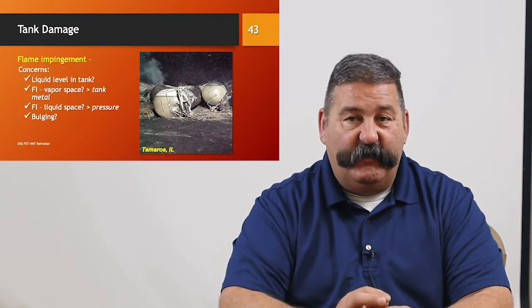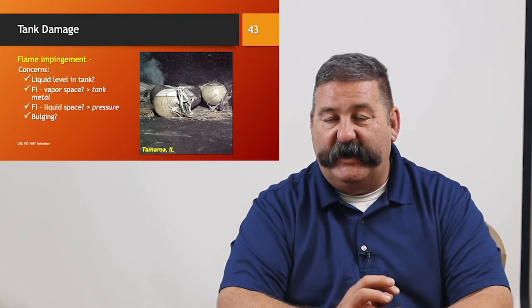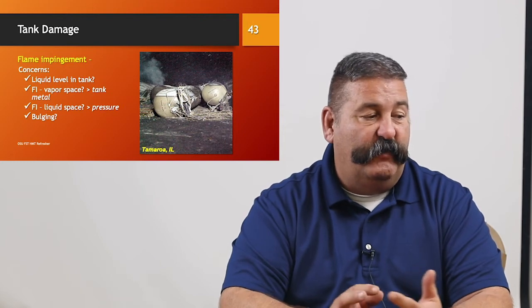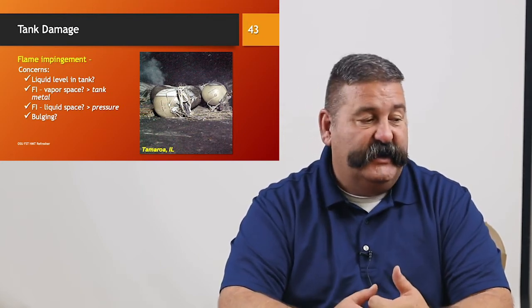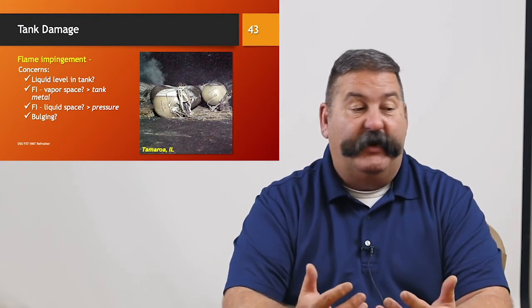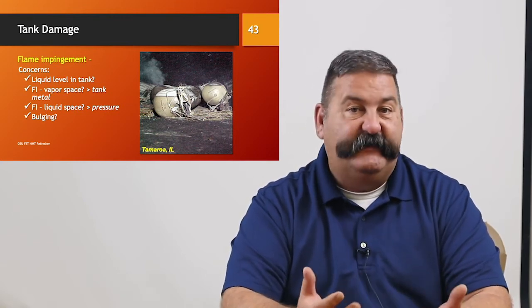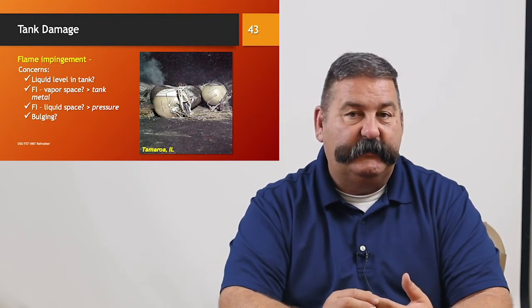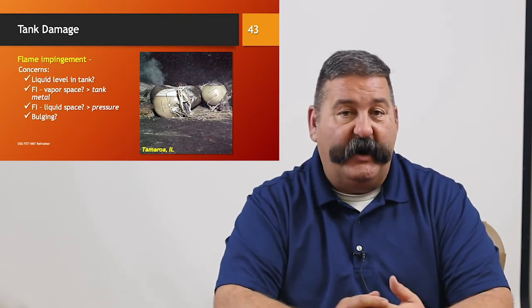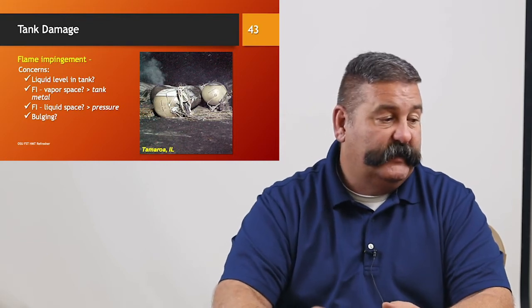Flame impingement, another one. We all know what it is when we talk about flame impingement. Where's the liquid level? How much product's there? Is it up in the vapor space? That type of deal. Is the container bulging? Are we seeing any pressure? Is the safety relief valve open? There's so many things when it comes to flame impingement that we pay close attention to. What is the product? Is it flammable?